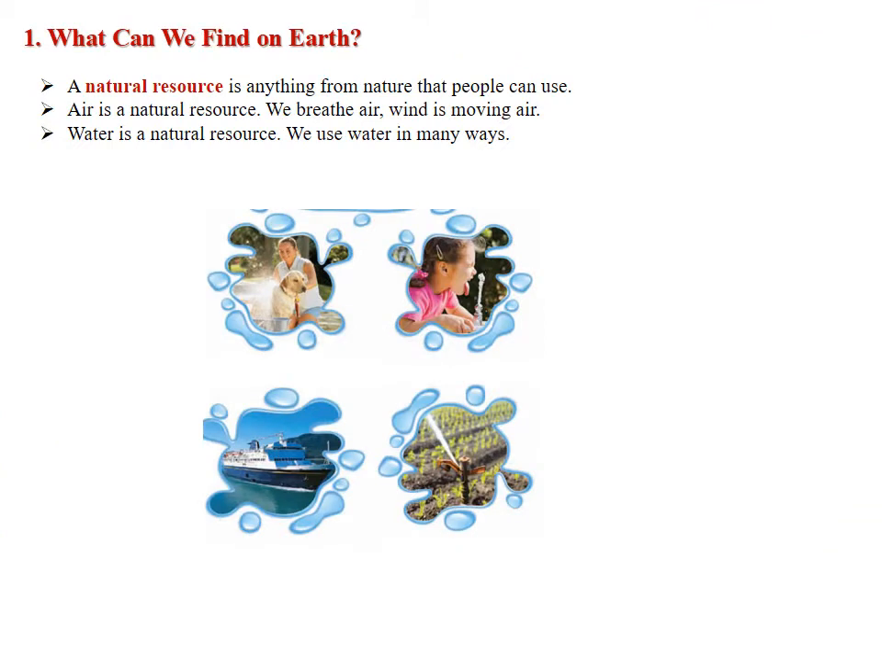First of all, let's see what can we find on Earth. What do we usually use from Earth? We use natural resources. By definition, a natural resource is anything from nature that people can use. Air is a natural resource. We breathe air, for example, and wind is moving air. Water is another natural resource, and we use water in many ways.